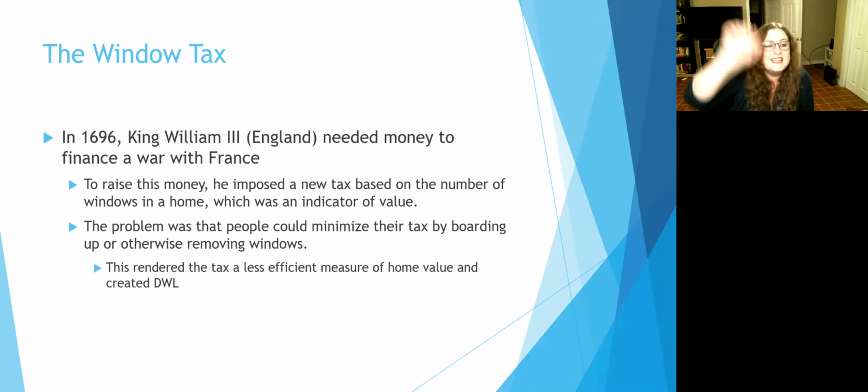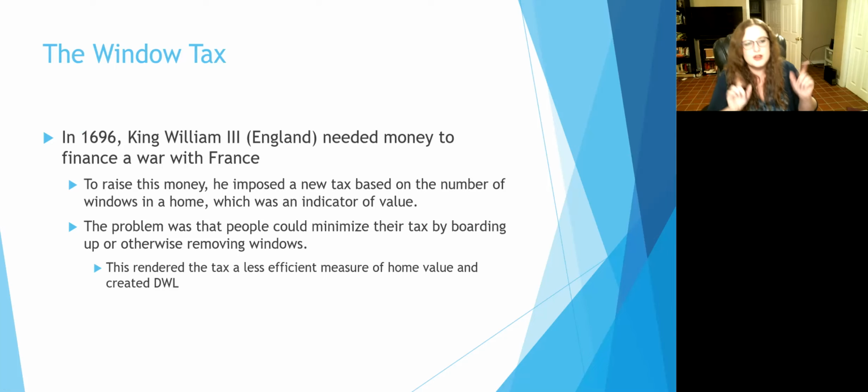In 1696, King William III of England needed money to finance a war with France, because England and France, they fought a lot back then. Still kind of do today, but they don't do it with tanks. Actually, they didn't do it with tanks back then. Anyways, they had horseback combat back then. Anyways, doesn't matter. They were trying to finance a war.